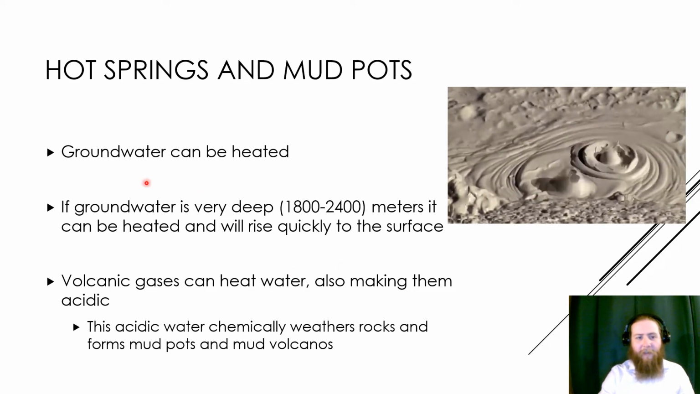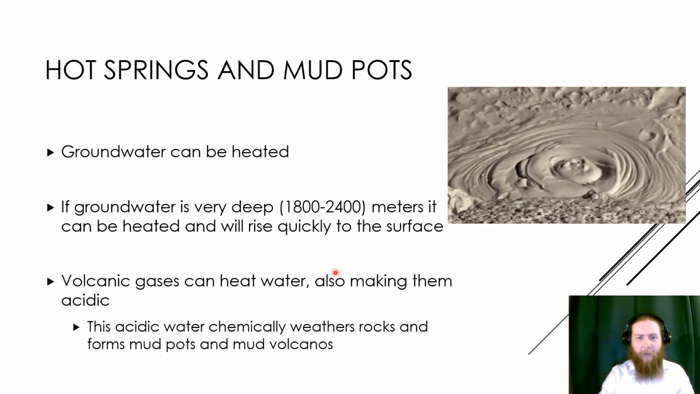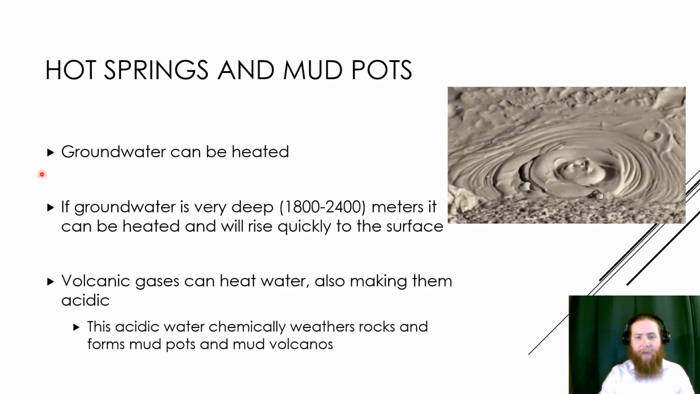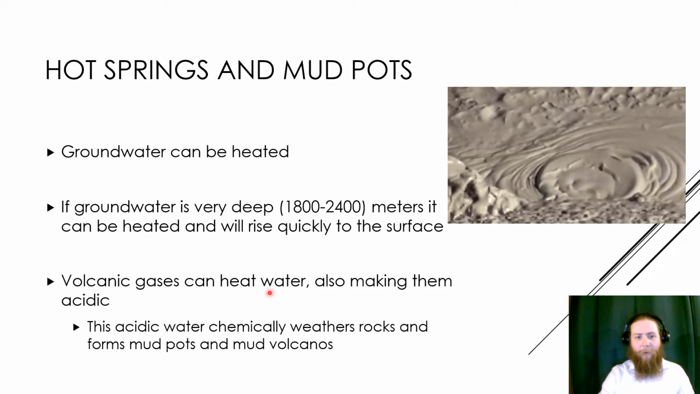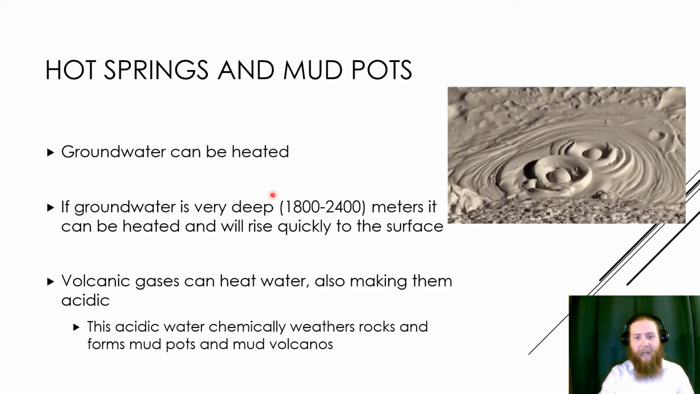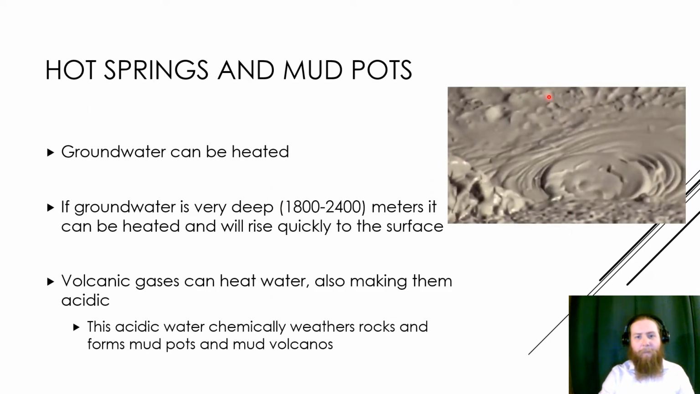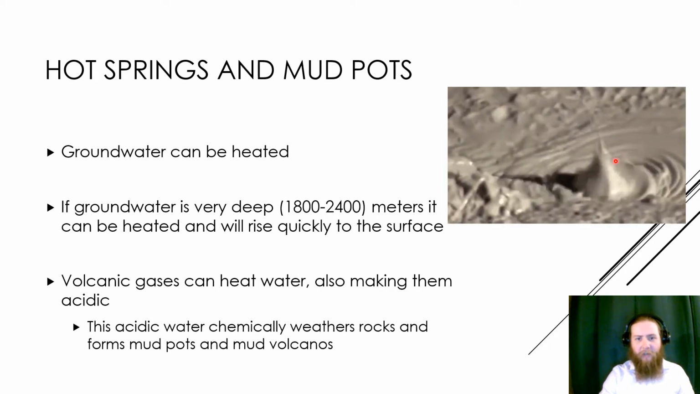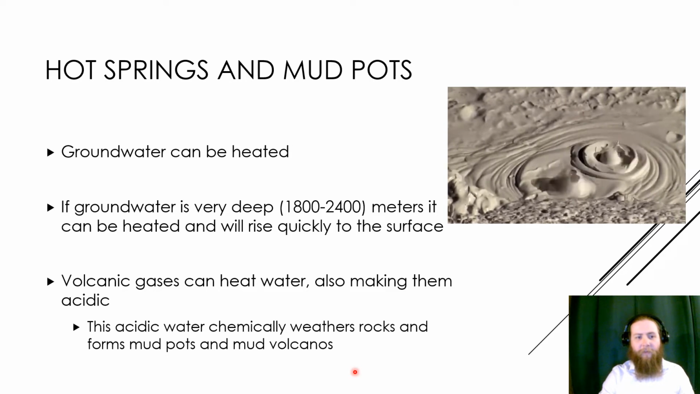This can also happen as volcanic gases are heating these waters in our geothermal areas. It makes this very acidic. This allows this water to weather rocks really quickly, both mechanically and chemically. And it forms these mud pots and mud volcanoes where we're getting this very heated mud water mixture that's being heated from deep below the surface and rising up.